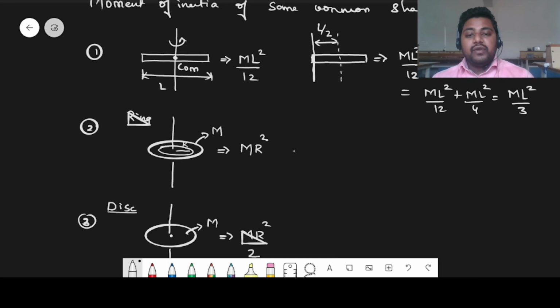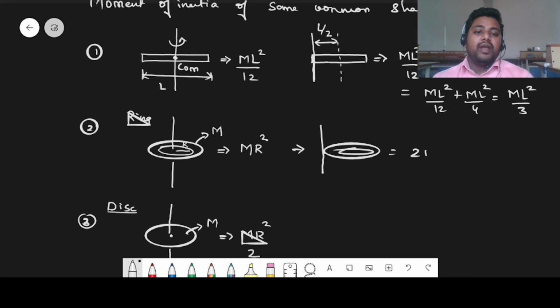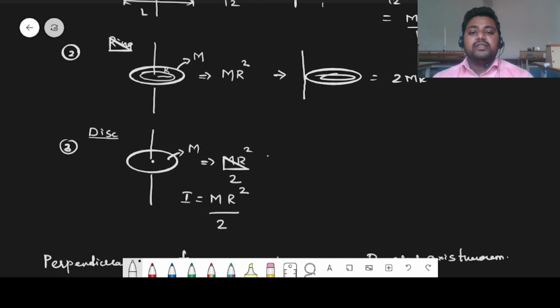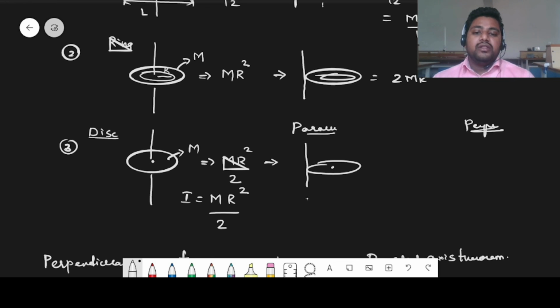Now for the ring, if you are asking about the moment of inertia from the edge, it will be 2 m r square. Next, for a disk, we can analyze it in both ways, according to the parallel axis theorem and according to the perpendicular axis theorem. According to the parallel axis theorem, if I am asking from the edge, you can write it as m r square by 2 plus m r square.